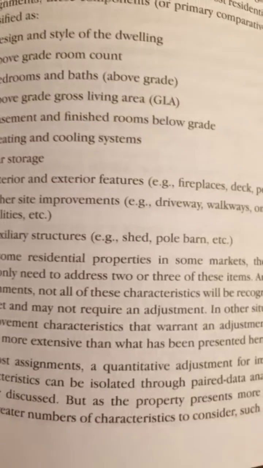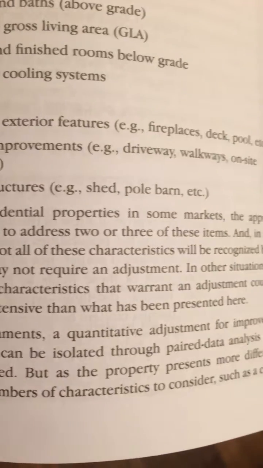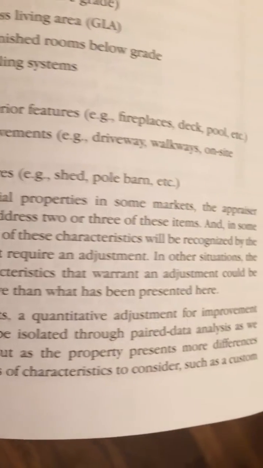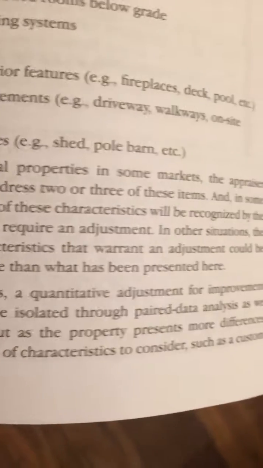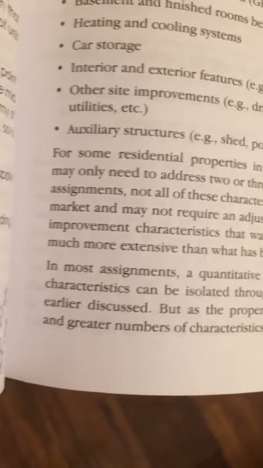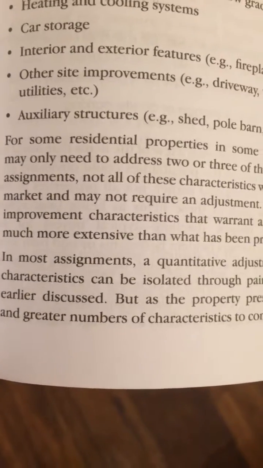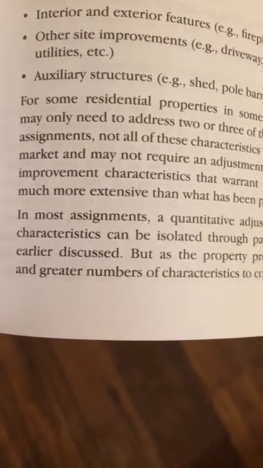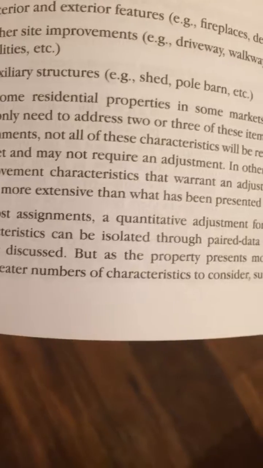For some residential properties in some markets, the appraiser may only need to address 2 or 3 of these items. And in some assignments, not all of these characteristics will be recognized by the market and may not require an adjustment. In other situations, the improvement characteristics that warrant an adjustment could be much more extensive than what has been presented here. In most assignments, a quantitative adjustment for improvement characteristics can be isolated through paired data analysis, as we earlier discussed.